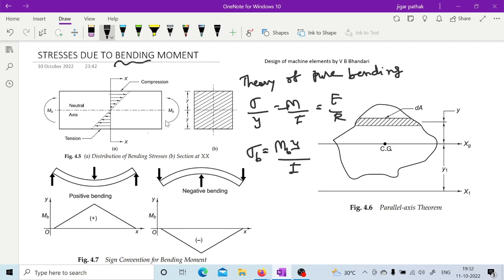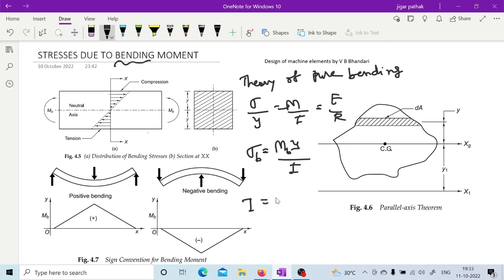As you can see, whenever pure bending is there, on one side of the neutral axis the nature of the stress will be compressive, and on the other side it will be tension. In this particular case, on the upper side you will find compressive stress, while on the lower side you will have tensile stress. Based on that, you have the bending moment diagram and all. Here I is actually the area moment of inertia.